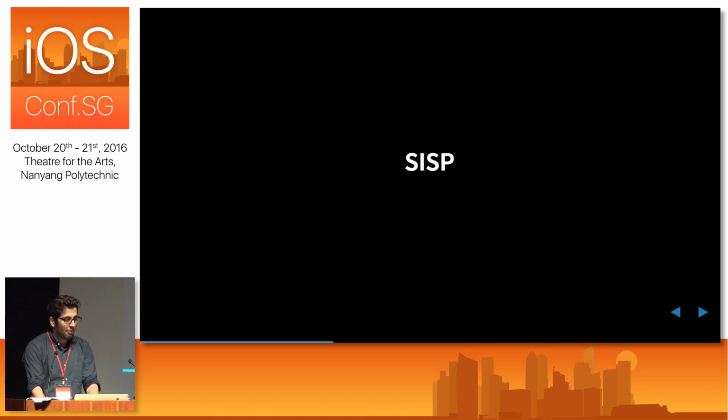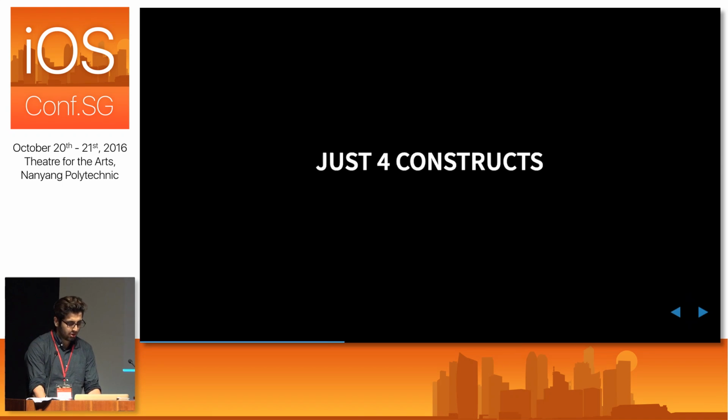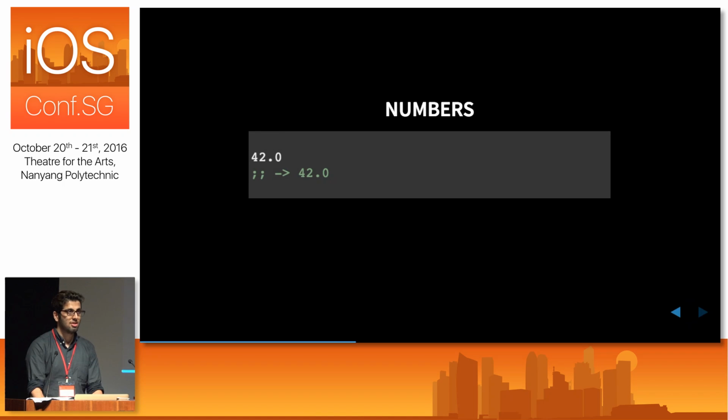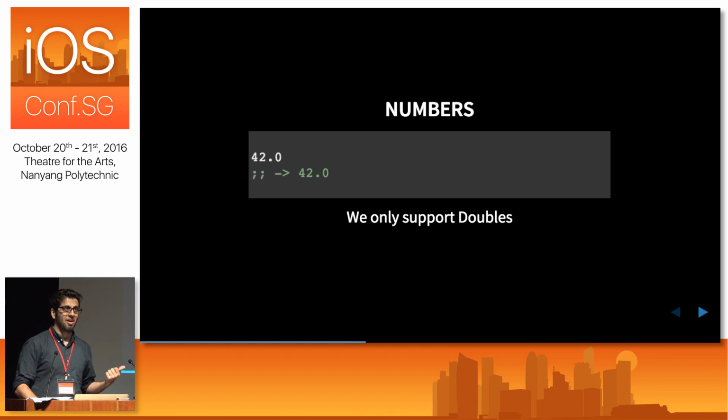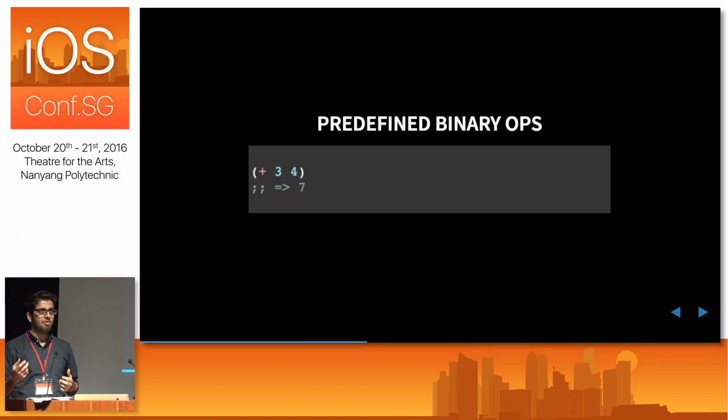Anyways, I chose this language because it's very simple. There are just 4 constructs in this language. The first construct is numbers. Numbers evaluate to themselves. So if I have a number 42, it'll evaluate to 42. And just like JavaScript, we only support doubles. No integers, no Booleans, everything is a double. Just to keep things simple. Then the other construct we have is predefined binary operations.